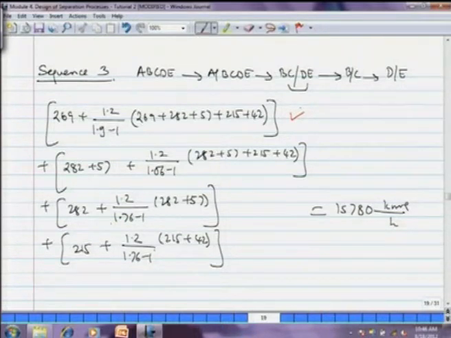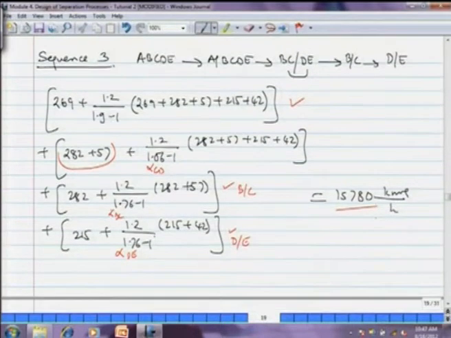In the second column, you have BCDE together appearing in the distillate, and here you are splitting between C and D. So, you have to use the value of alpha CD in the second expression, and then these are the 2 binary mixture columns. First column separating BC mixture, second column separating DE mixture, and then you have to use again the value of alpha BC and alpha DE, and then you get the final answer as 15780.